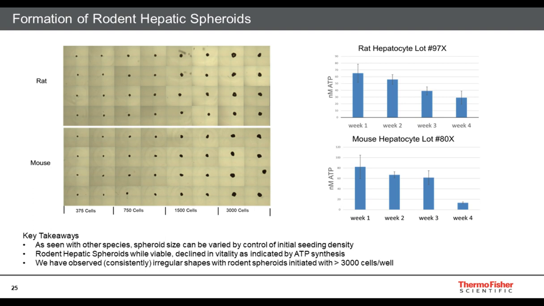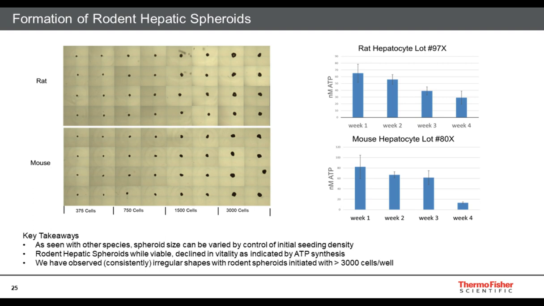Moving on to formation of the rodent hepatic spheroids. On the left-hand side, I have photomicrographs of the rat and mouse hepatic spheroids. Again, we're optimizing the cell number per well here, starting at 375 cells and titrating that up to 3,000 cells per well. Something I will mention with the rodent hepatic spheroids is that we've observed consistently that we find irregular spheroid shapes if you seed higher than 3,000 cells per well. You can start to see some of these irregular shapes in the rat hepatic spheroids even at 3,000 cells per well.